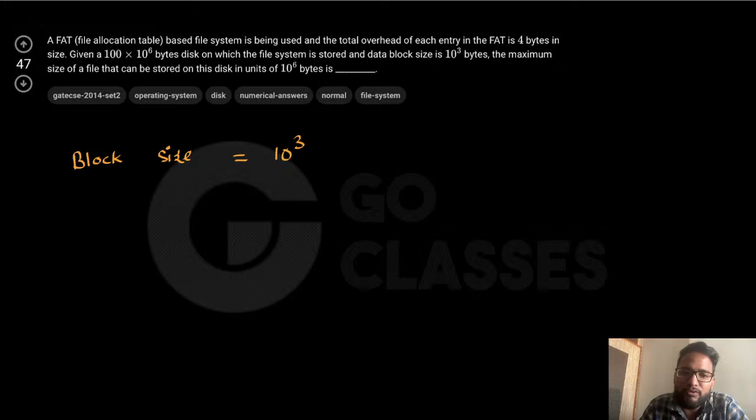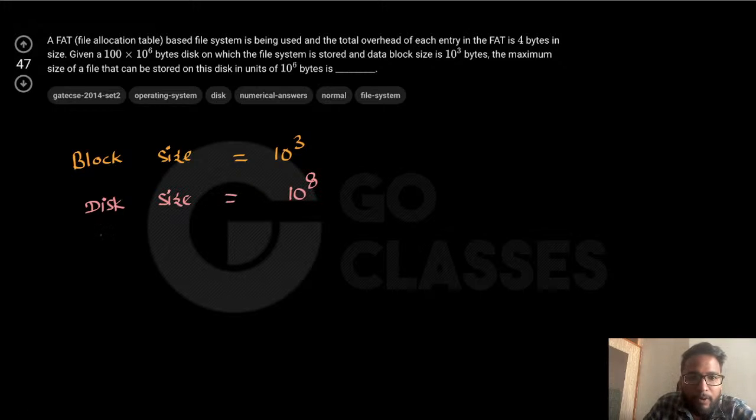Okay, I will not solve this question. I will just write all the things that are already given, and I will just convince you what they are asking. Now, can you tell me if file system size or the disk size is also given? Okay, so they are saying the disk size is also given to us, which is 10^8.